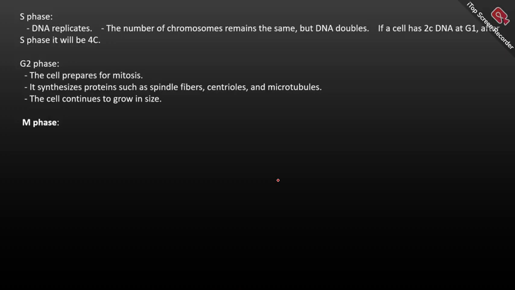The M phase, we said, is divided into 2. There is karyokinesis and cytokinesis. Karyo, what does it mean? It means nucleus, and cyto means cytoplasm. Kinesis means division. Okay.